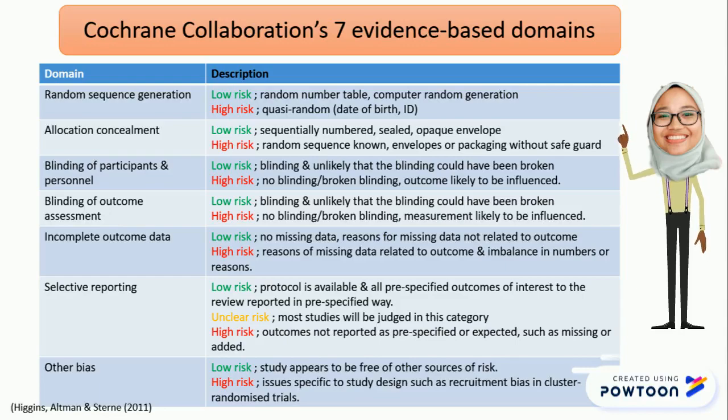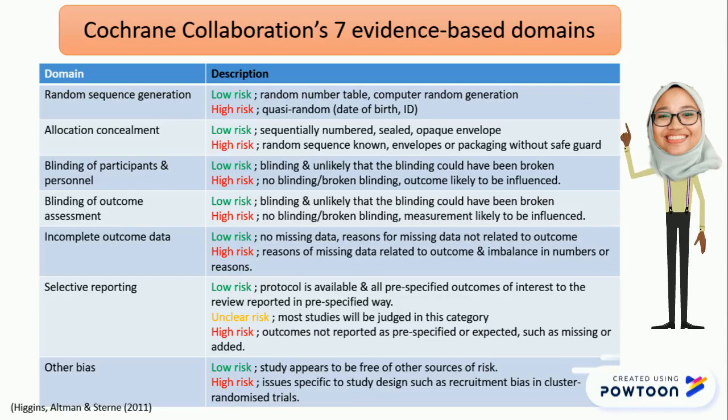Secondly, allocation concealment. If the random sequence is sequentially numbered and sealed in an opaque envelope, it has low risk of bias. But if the random sequence is already known, it has high risk of bias.